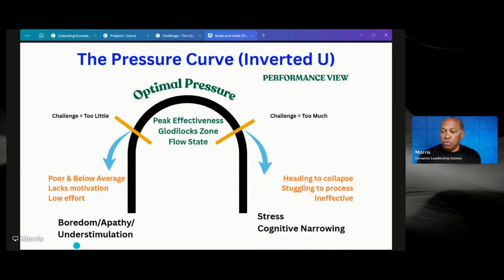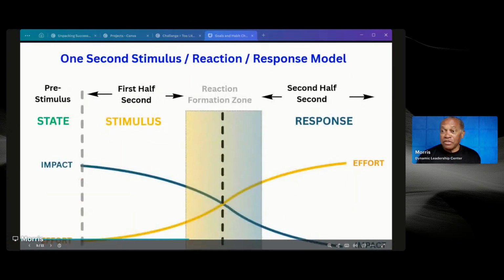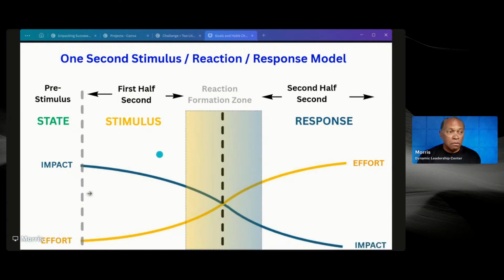It's a matter of working in the first half second. And this is the 600 milliseconds. I call it 600 milliseconds because there's a tenth of a second that's pre-stimulus, and then there's the stimulus, and then we have the reaction formation, and then we have the response over here where you have the conscious mind.